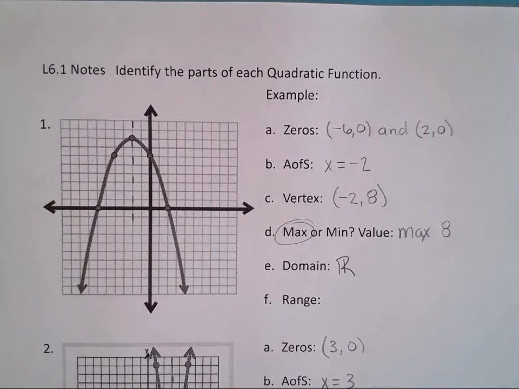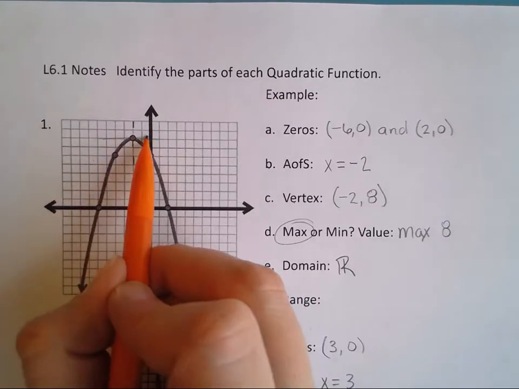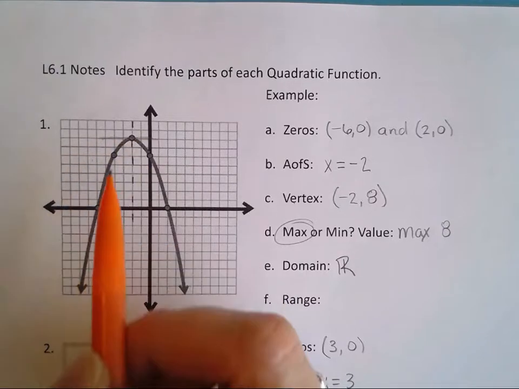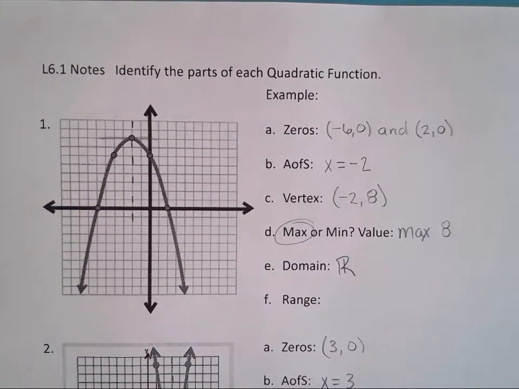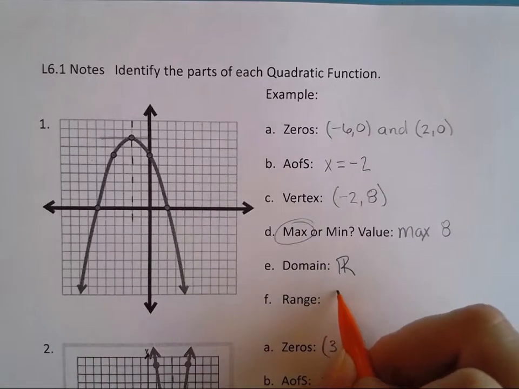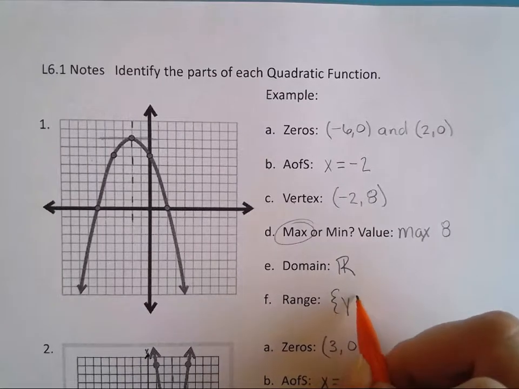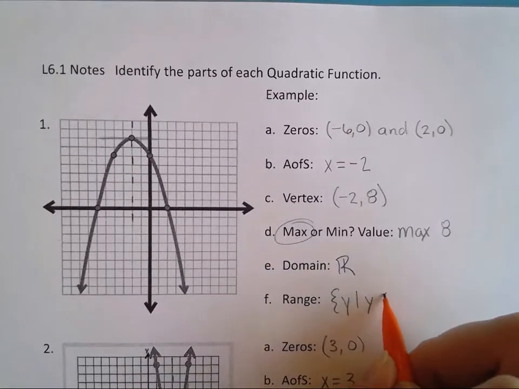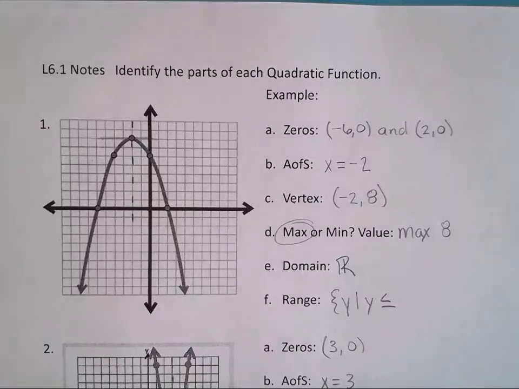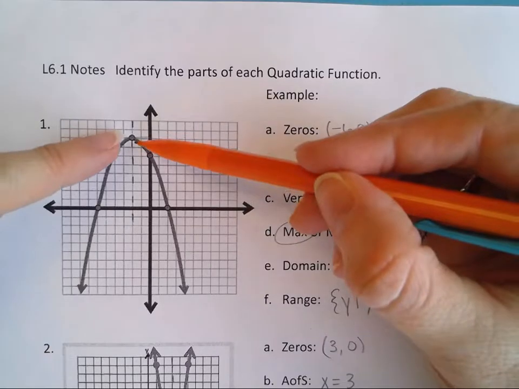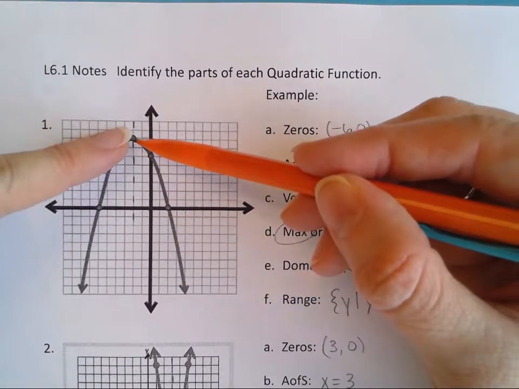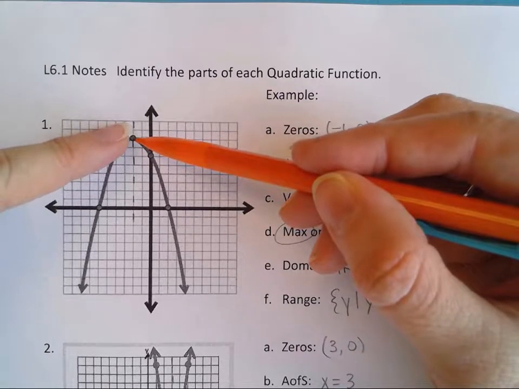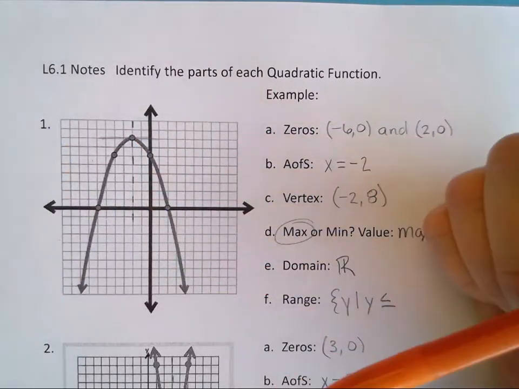The range is the set of y values. The vertex is the maximum point. So our range must be less than that highest point. So to write your range, it is the set of all y's such that y is going to be less than or equal to, again, because this graph opens down from the vertex, our range is going to be less than that vertex point.